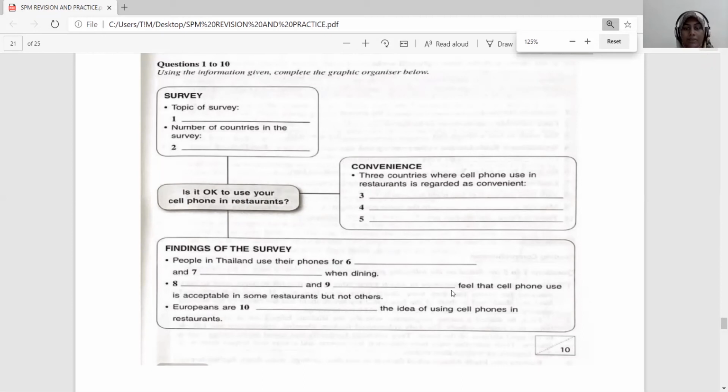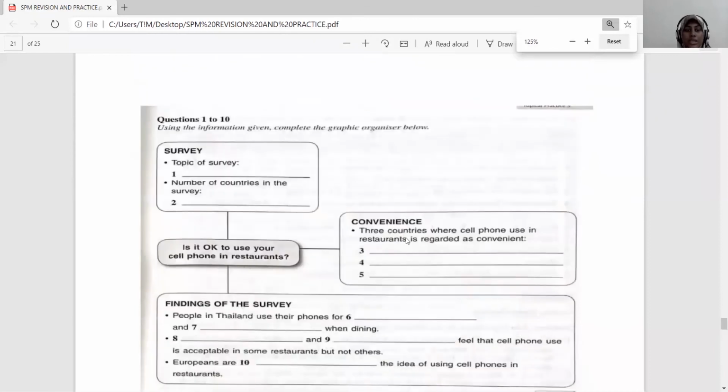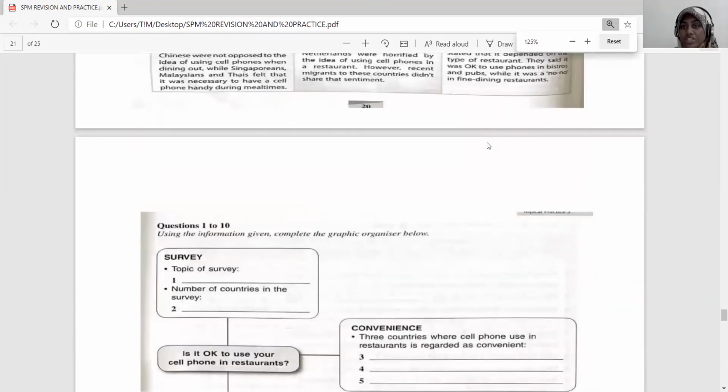Numbers 8 and 9 feel that cell phone use is acceptable in some restaurants but not others. Here, Australia and New Zealand. Okay, so Australians and New Zealanders feel that cell phone use is acceptable in some restaurants. Yeah, you cannot mention the country, right? It's the people, it's the community there. It's mentioned here.